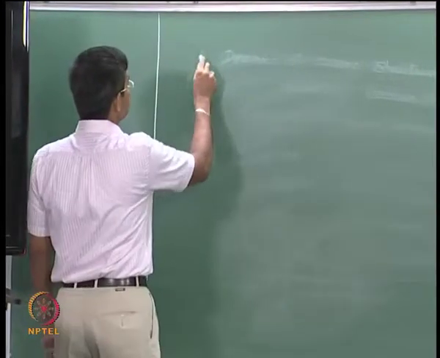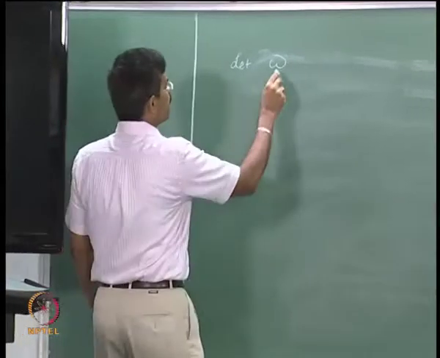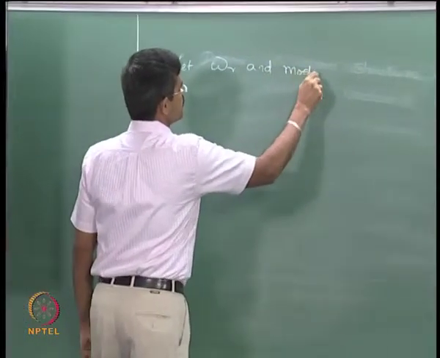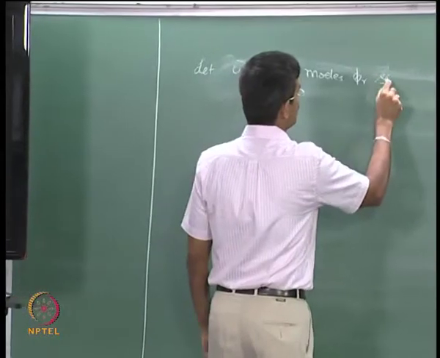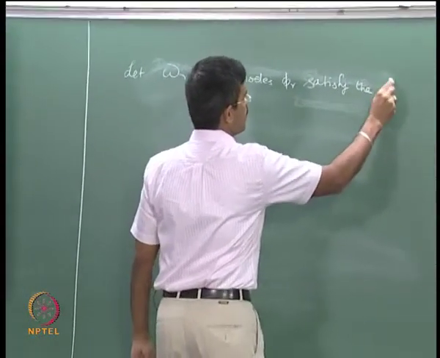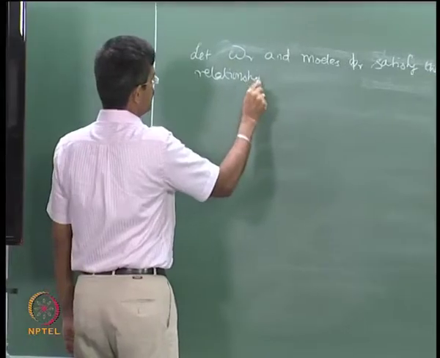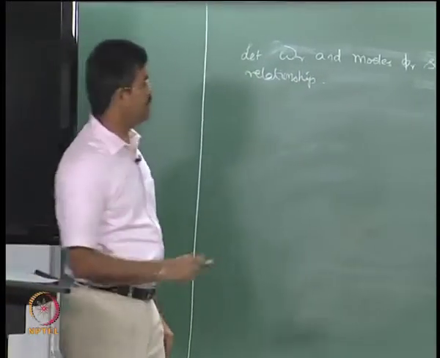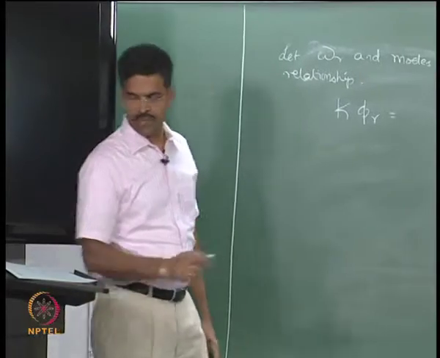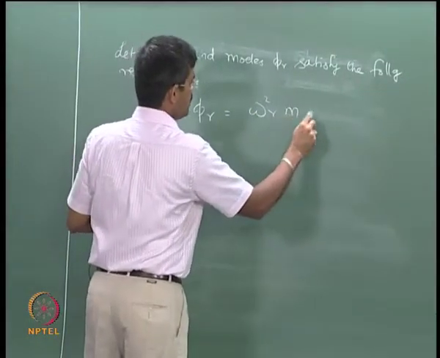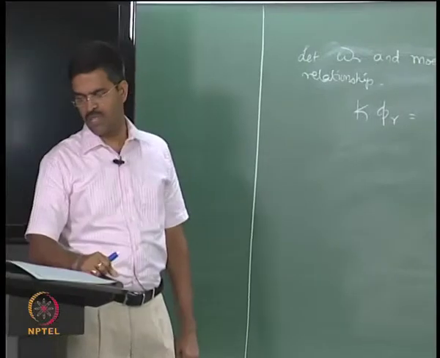So, let us say omega and modes satisfy a simple relationship, which is K phi r equals omega r square m phi r. Let us say we have a relationship which is satisfied, equation 1.